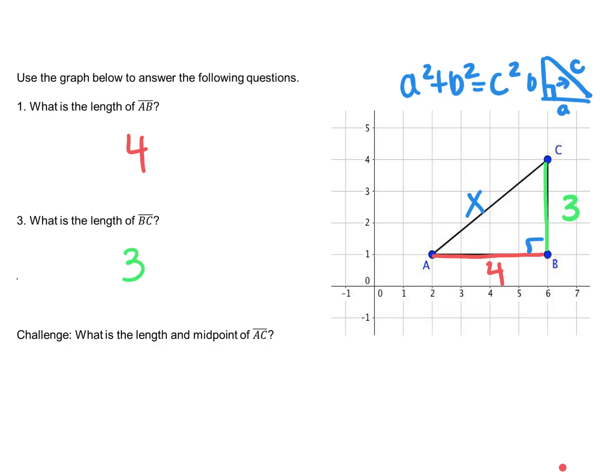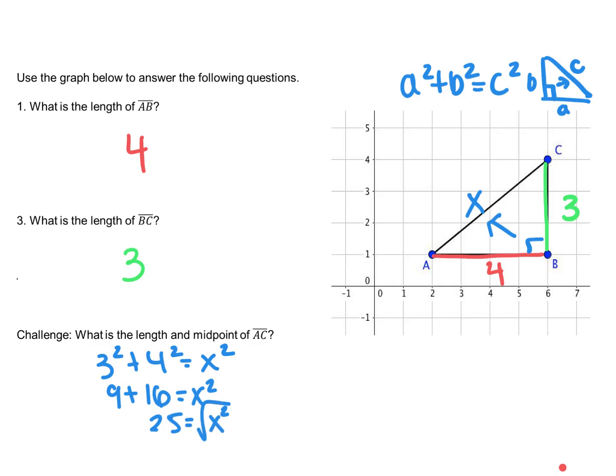and b. So since x is the side across the right angle, I could say 3 squared plus 4 squared equals x squared. So 9 plus 16 is x squared. So 25 is x squared. Take the square root of both sides, so you get x is equal to 5.